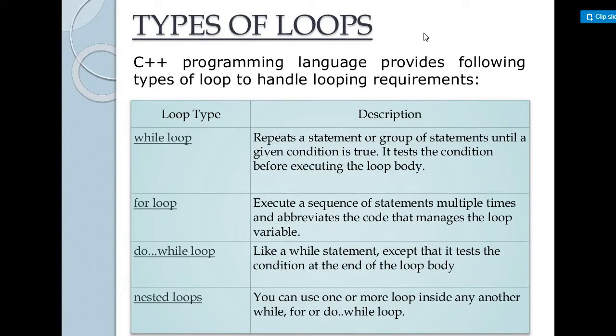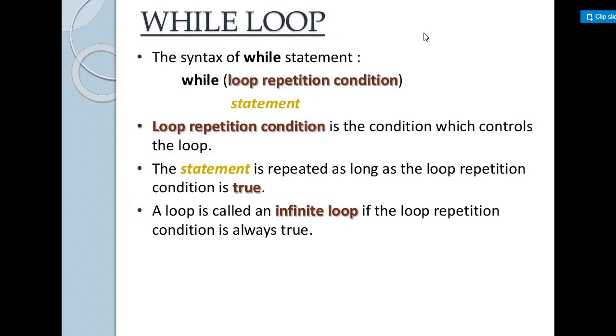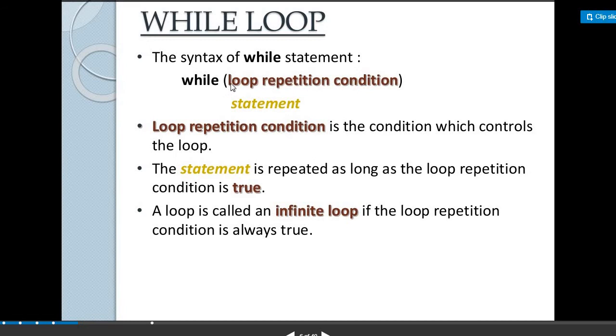This is nesting of loops. Now if we go into the details of the while loop, the syntax of the while statement: while is a keyword. Here we see the while loop, repetition condition and statement. The loop repetition condition is the condition which controls the loop. The next statement is repeated as long as the loop repetition condition is true.